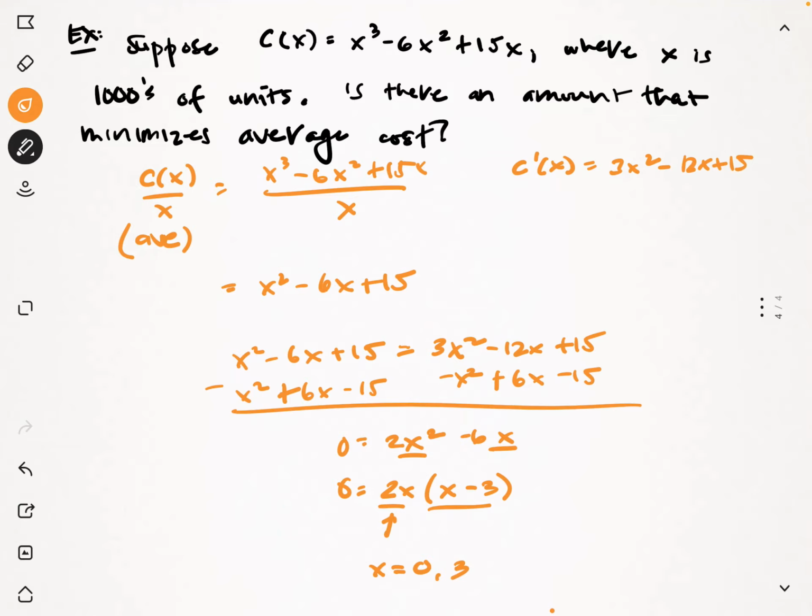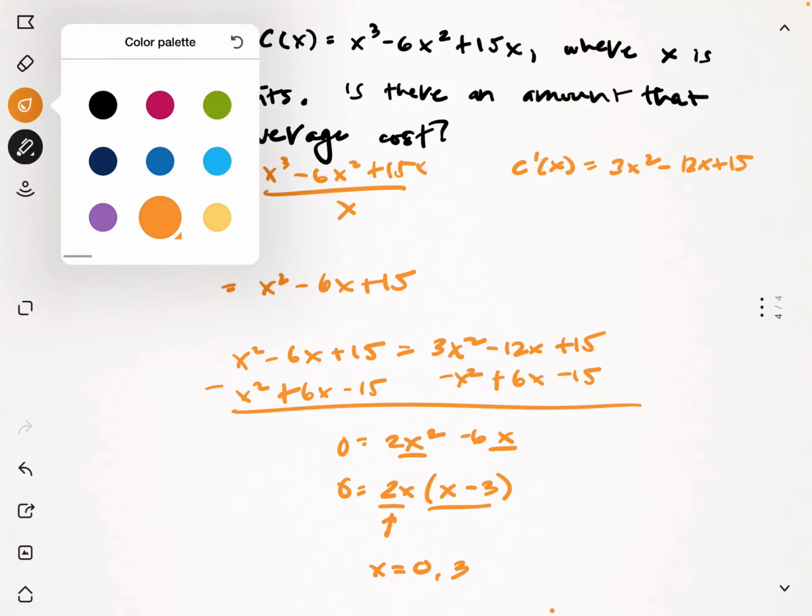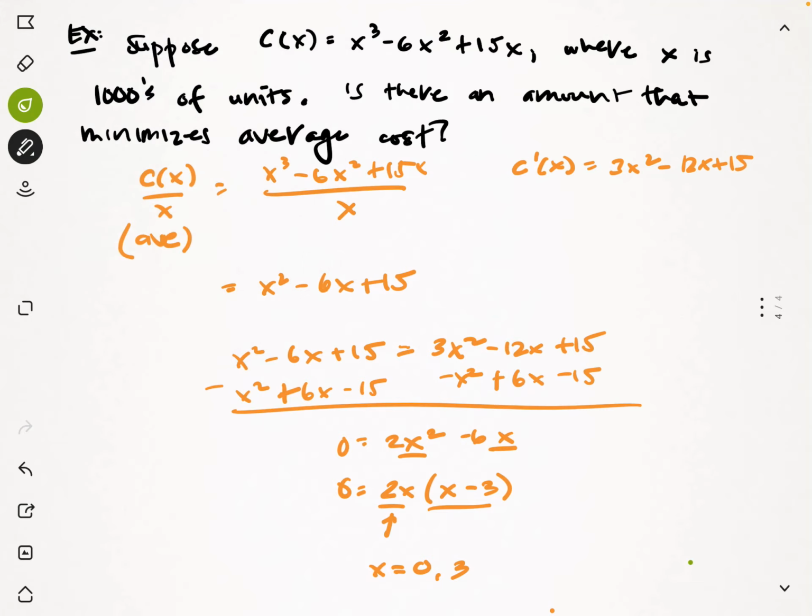Now, let's think about this practically. If we have 0 product, is there any way we can minimize cost? That doesn't make sense, right? I mean, yeah, it's going to be minimized cost because we're not making anything. So actually, the real minimum would be 3. We'd want to make 3,000 units. Good practice, and also good practice at the very end, is thinking of whether our answers make sense, right? 0 units doesn't make sense for us to manufacture because that means we're not even manufacturing anything.